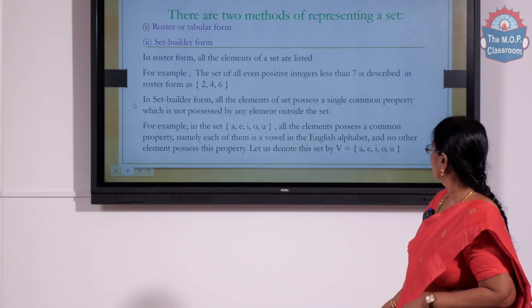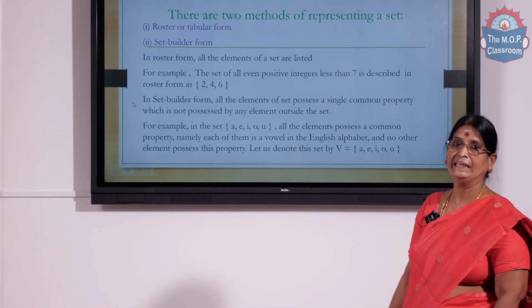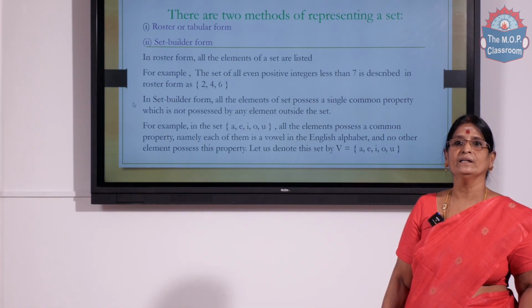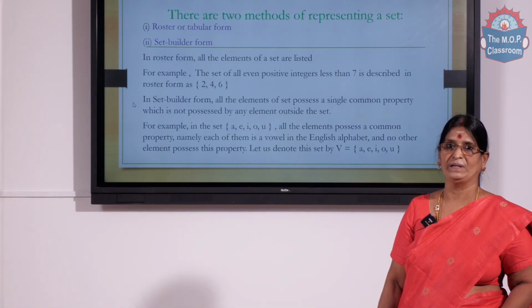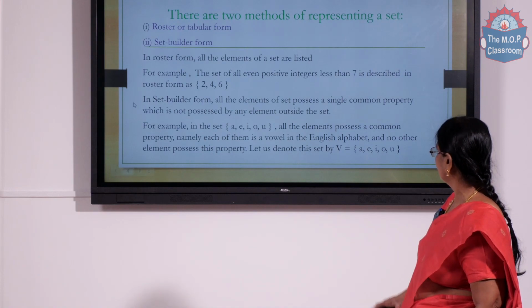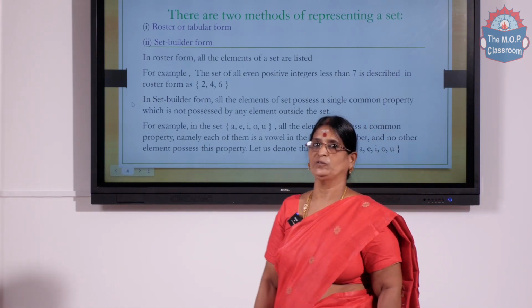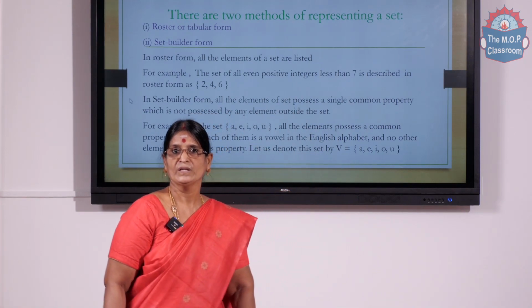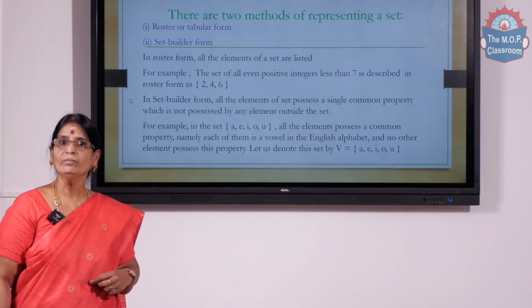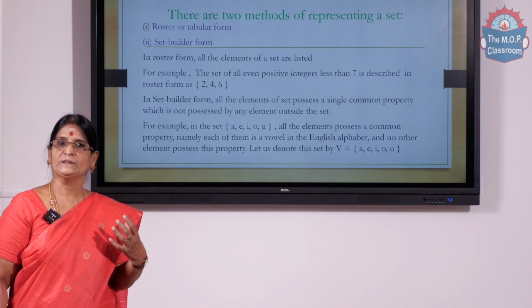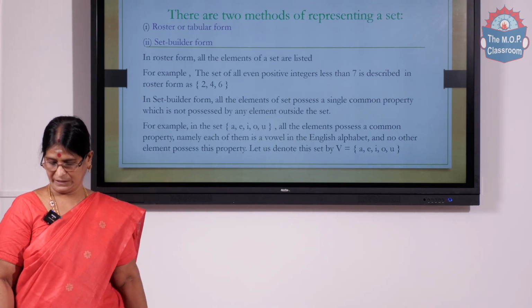For example, the set A, E, I, O, U, what are they? They are the vowels in the English alphabets. So, we can represent the set by capital V. Capital V consists of the elements A, E, I, O, U. So, in the set builder form, all the elements in the set possess a common property.